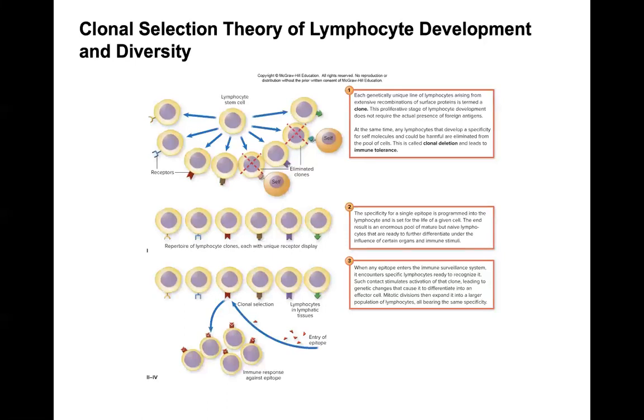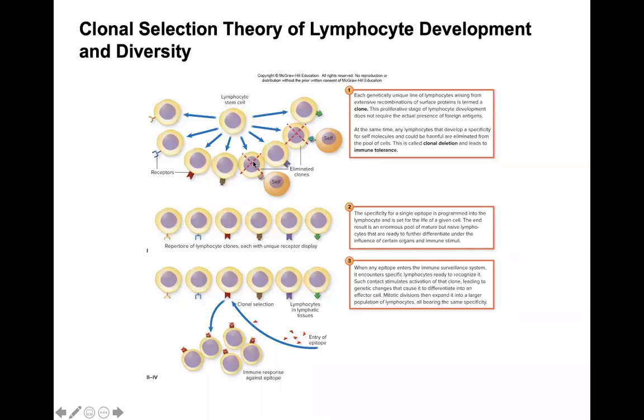Okay, so clonal selection theory of lymphocyte development and diversity. Each genetically unique line of lymphocytes arises from extensive recombinations of surface proteins, termed a clone. This proliferative stage of lymphocyte development does not require the actual presence of a foreign antigen. At the same time, any lymphocytes that develop a specificity for self molecules could be harmful, meaning that if they are forming a receptor that would potentially react to a self antigen, that would be harmful, and you need to get rid of those.